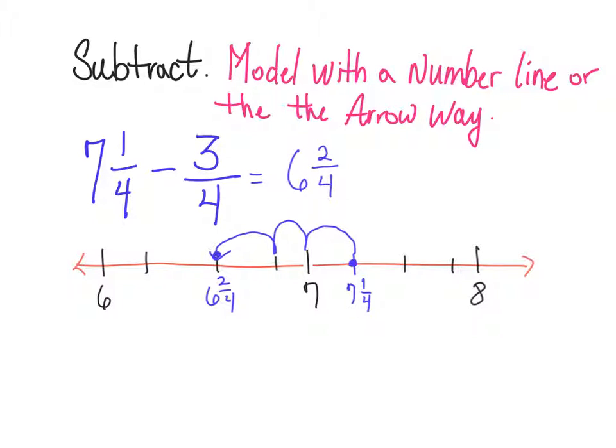But remember, anytime we have an answer, we always want to look to see if we can simplify it. How do we simplify 6 and 2/4? Well, we have to look for the greatest common factor that 2 and 4 share, and that would be 2. So we're going to divide the top and the bottom by 2, and we are left with 6 and 1/2. Which makes sense, because if you look over here, aren't we halfway between 6 and 7? We're at the halfway point. So 6 and 2/4 is equal to 6 and 1/2.